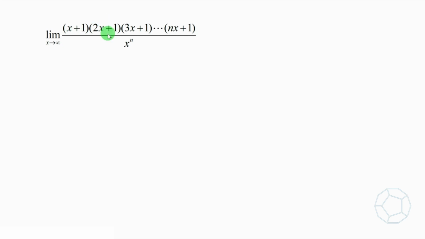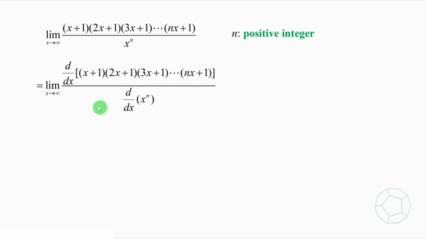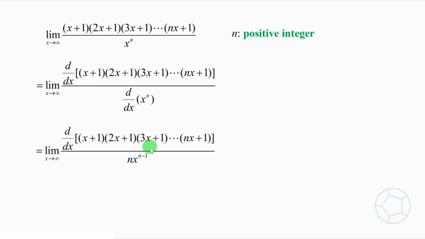The limit of (x plus 1)(2x plus 1)(3x plus 1) all the way up to (nx plus 1), all over x to the power of n, when x tends to infinity. Here, n is a positive integer. Both the numerator and the denominator are polynomials with degree n, and it's also clear that they tend to infinity. But the problem is, after differentiating the first time, the powers decrease by 1, and the form is still infinity over infinity. That means we have to differentiate n times so that the leading term does not have x.